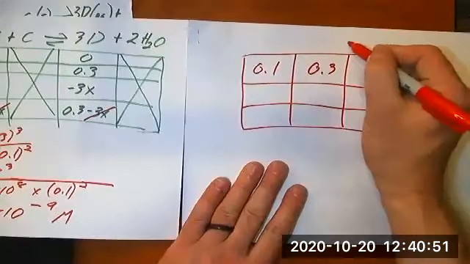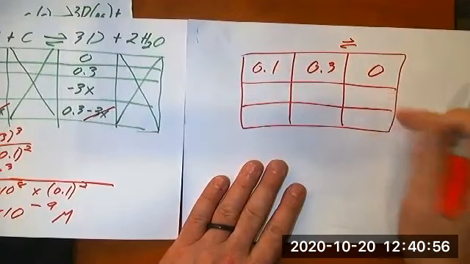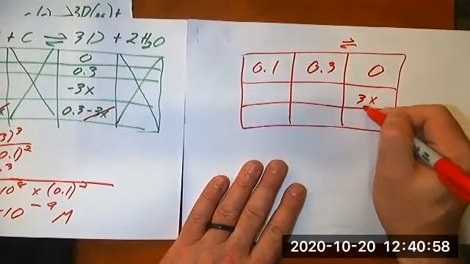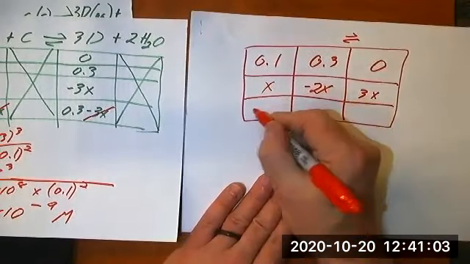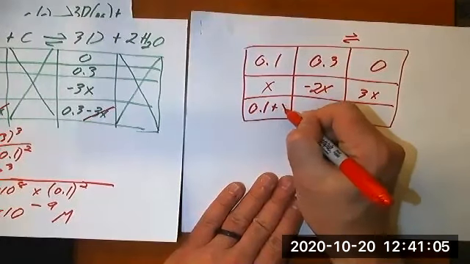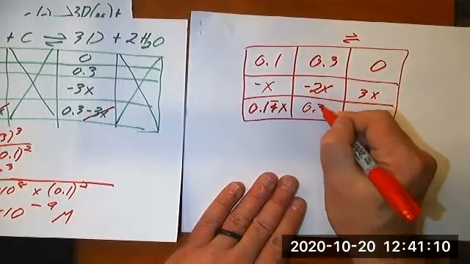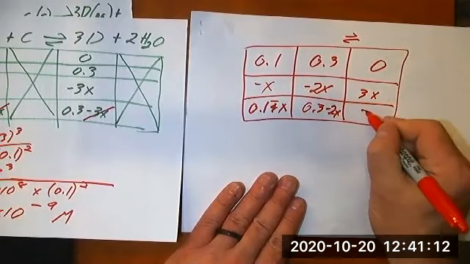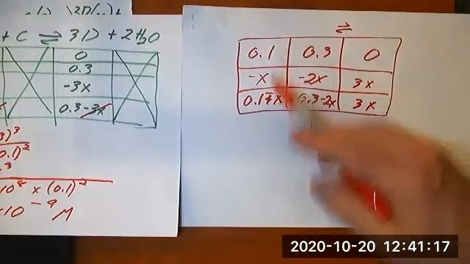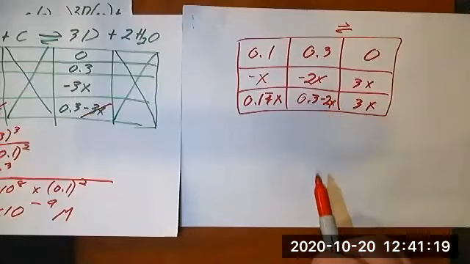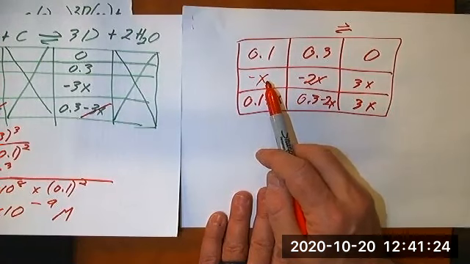We would say, and so this is where the equilibrium's happening here. So we're saying we're going from here to here. So this would have to be 3x, this would be minus 2x, and this would be x, right? So 0.1 plus x, minus x, 0.3 minus 2x, and then 3x. Our problem here, when we go through this, is that x is going to be large at this point.